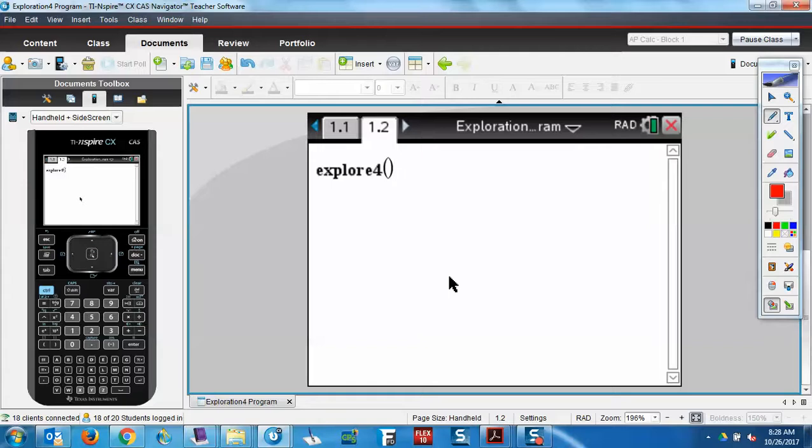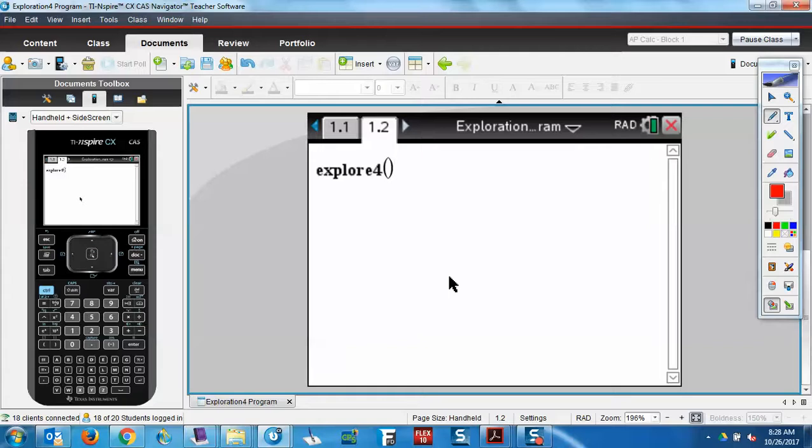So let's go to the home screen. Everybody go to the home screen, and let me show you what happened there. When I sent that to you, it created a folder on your calculator called AP Calc Block 1. So if you go to My Documents over on the right, we don't go in here very often, but whenever I do send something to you, that's where it goes. So if you go to My Documents, under My Documents you see AP Calc Block 1.